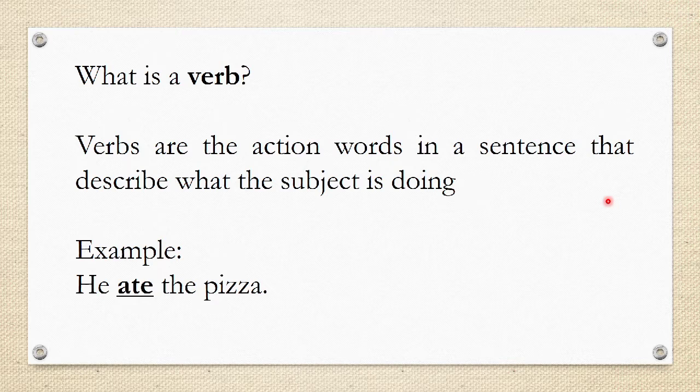So sentences can never be complete with a subject alone. It must have a verb. It must have a predicate. So here's an example sentence. He ate the pizza. He in this sentence is the subject, while ate is the verb. Ate is an action word that is being done by the subject he.